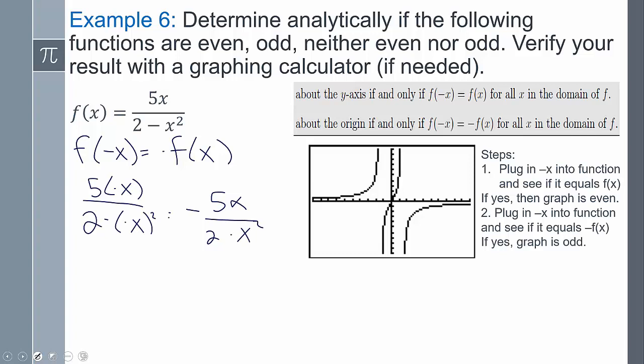Well, up here, I get negative 5x, negative x squared. That'll give me 2 minus x squared. And then here on top, I get negative 5x over 2 minus x squared. Those are the same. That's why we would say it's an odd function.